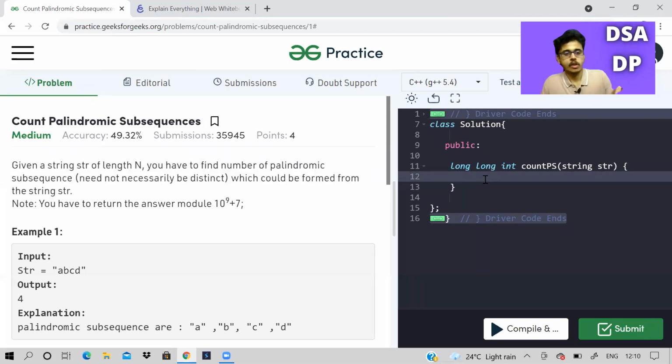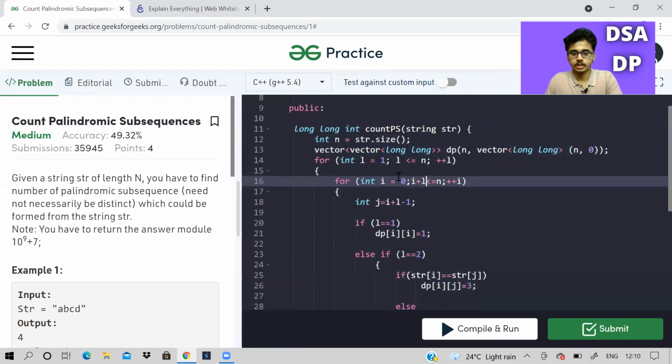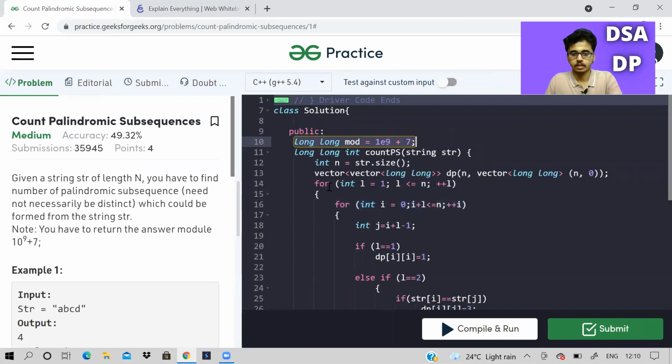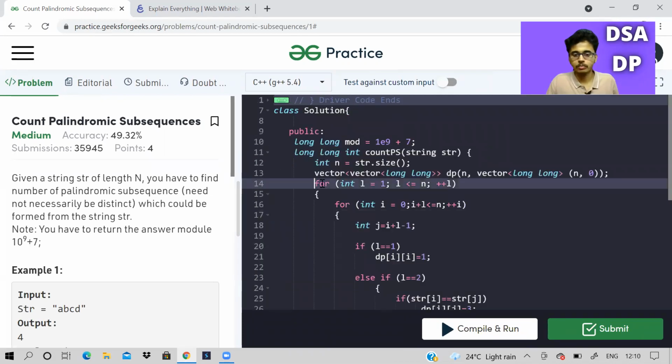So now I'll show the code. Actually I've written it because it is going to take too much time if I explain. First of all, I've taken a DP array, okay? This is not a DP array, it is a DP matrix. And I filled 0 everywhere. Now this outer loop, what is it doing? It is checking for length 1, 2, 3. It is basically trying to find strings of length 1, 2, 3, so on until n.